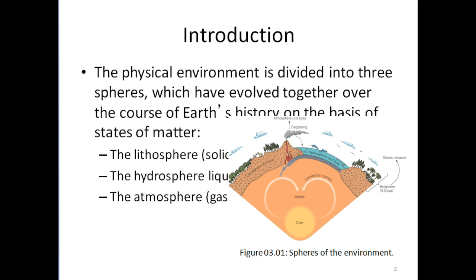The physical environment is divided into three spheres, which have evolved together over the course of the Earth's history on the basis of the states of matter in them. The lithosphere is the solid sphere, litho meaning rock, the hydrosphere, the liquid phase, and the atmosphere, the gas phase.